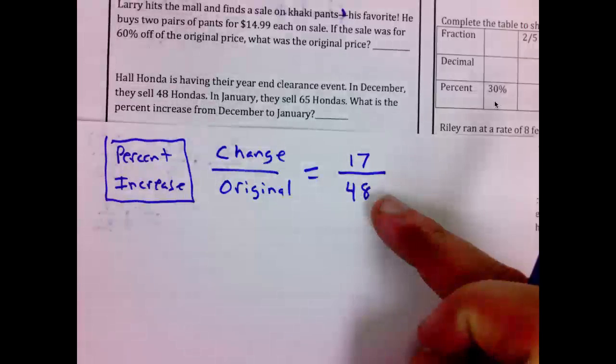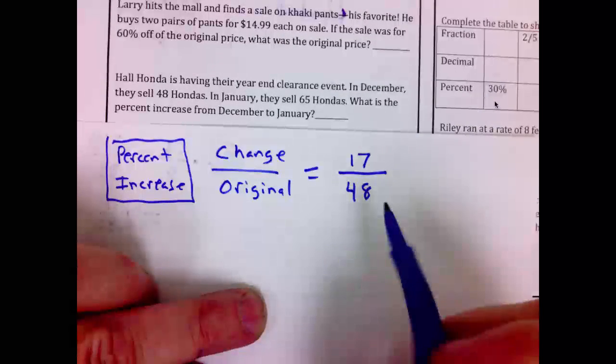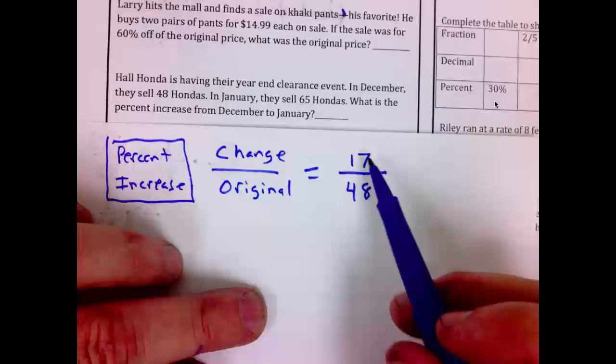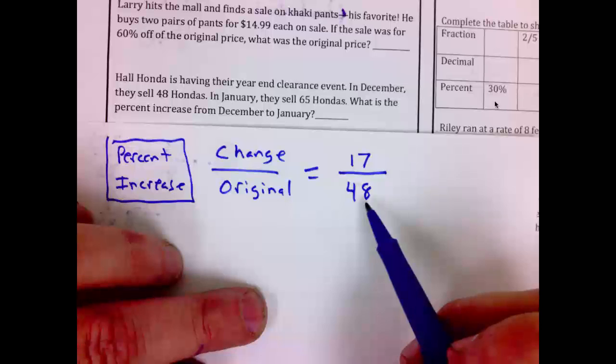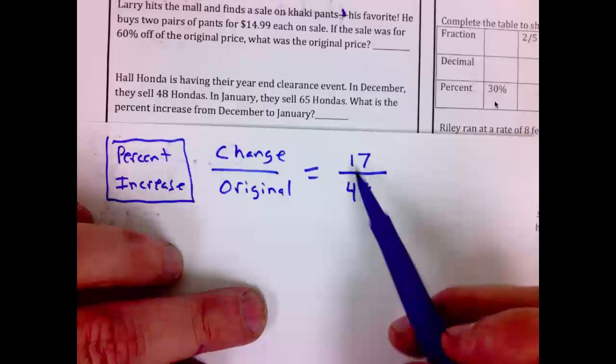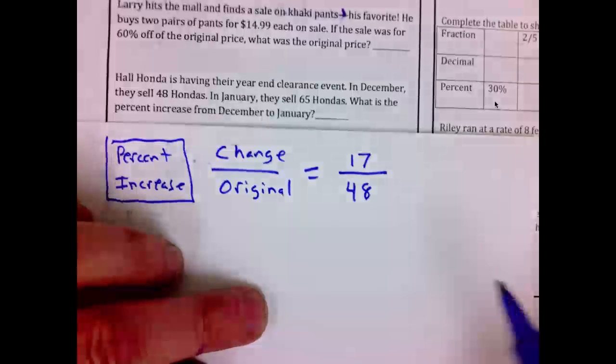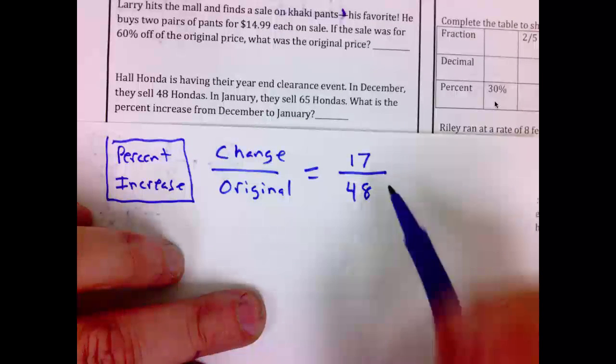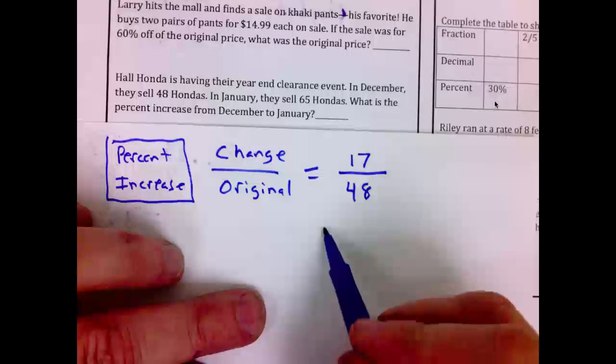The first thing I'm going to do is some estimation. Well, 10% of 48 is 4.8. So 17 would be about 3 times, actually closer to 4 times that. So we're looking at something that's in the neighborhood of 40%, between 30 and 40%. We're going to convert this 17 over 48 into a percentage.